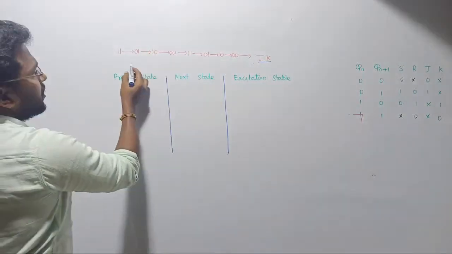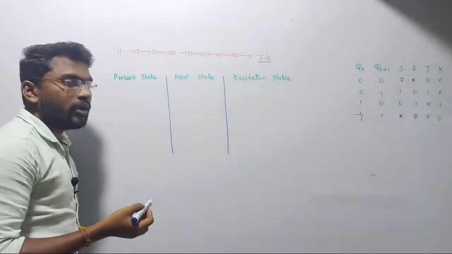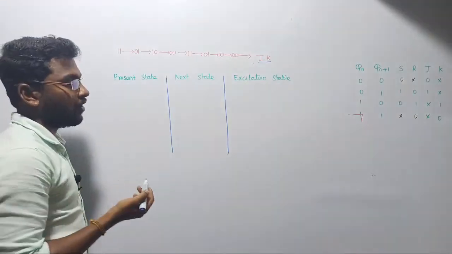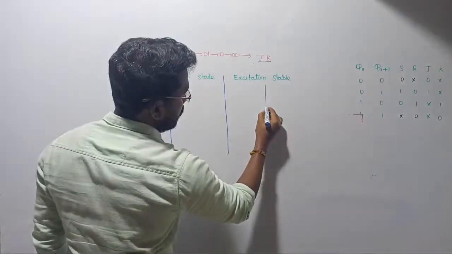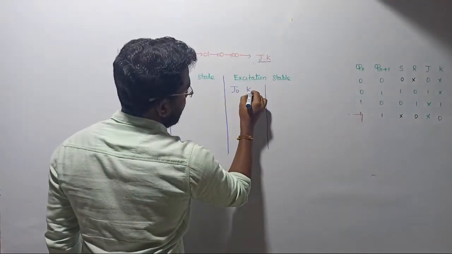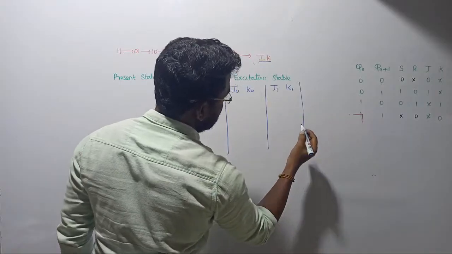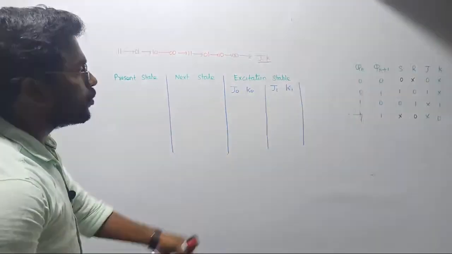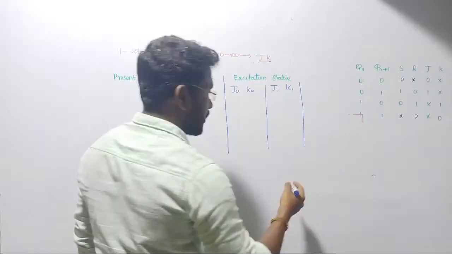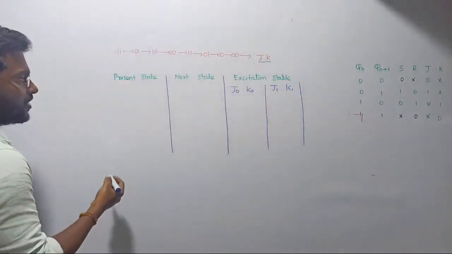The total possible combinations are 1 2 3 4. In order to bring 4 states, I need 2 flip-flops. So let us consider 2 separate flip-flops: first J0 K0, and again J1 K1. Let's see how to design the flip-flops. Later I will draw the circuit. First let us complete the table.